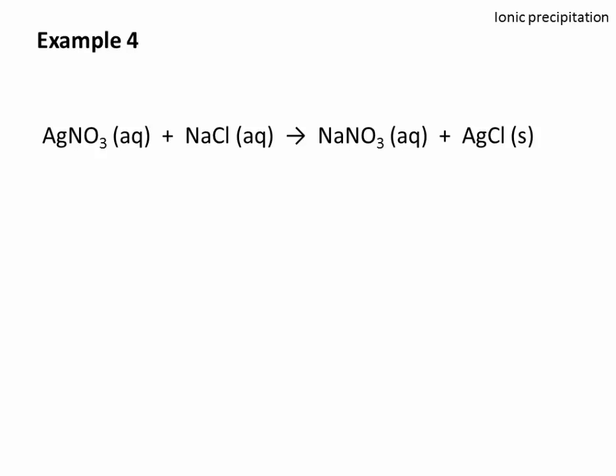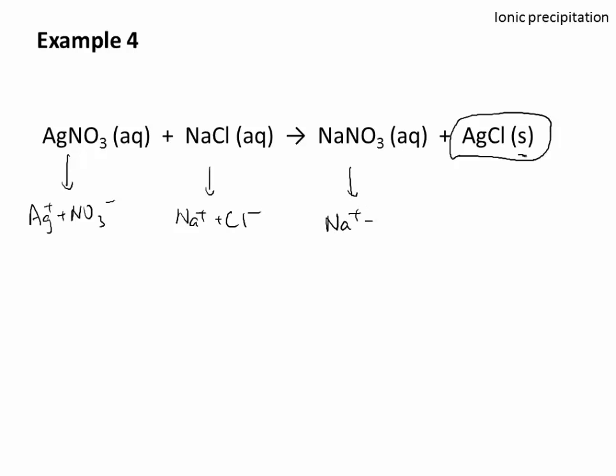Next, we'd like to see some ionic precipitation. Silver nitrate and sodium chloride will form sodium nitrate and silver chloride. Silver chloride, as you know, is insoluble. So for an insoluble solid, you leave it alone, you do not break it down. So you break down the aqueous: Ag+ and NO3-. You break down Na+ and Cl-. You break down Na+ and NO3-.